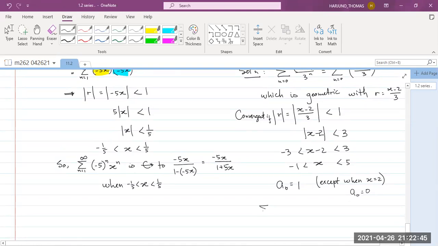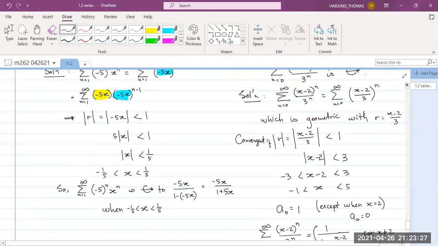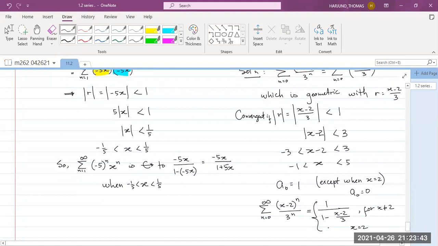Okay, so the infinite sum will be equal to, the first term is 1 over 1 minus the common ratio x minus 2 over 3, for x not equals to 2. Can you tell what is the sum if x equals to 2? When x equals to 2, x minus 2 will be 0, right? We are basically adding 0 plus 0 plus 0 plus 0 plus 0 plus 0, right? Okay, so the infinite sum for x equals to 2, that's 0.